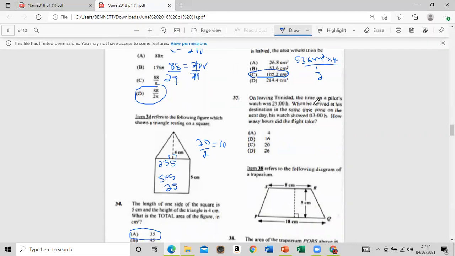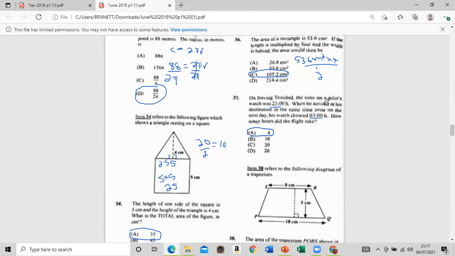Alright, so I'm leaving Trinidad at the time on a pilot was 2300 hours. So that's 11 o'clock, guys. When you arrive at the destination in the same time zone the next day, it showed 3 o'clock. So it's 11 PM and then 3 AM, right? From 11 to 12 is 1 hour, and then 3 hours. So 3 plus 1 is 4.